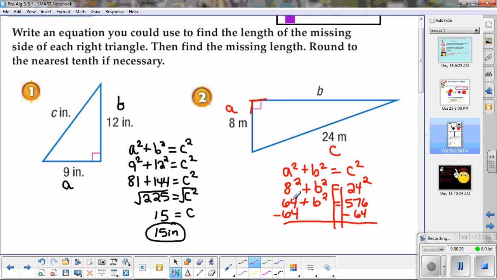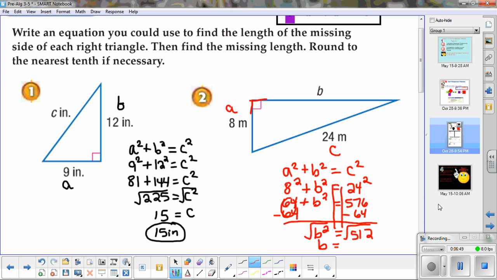When I do that, this will disappear, and I'll have b squared equals 576 minus 64, which is 512. Now we want to undo the squaring by taking the square root. The square root of b squared is b, and the square root of 512, that one is not a perfect square, so I'm going to go ahead and use my calculator.